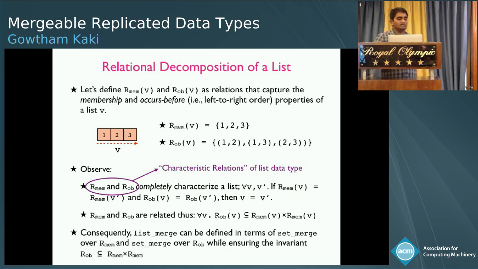Consequently, now that we know how to completely encode a list in terms of the sets RMM and ROB, you can define list merge in terms of the set merge operation over RMM and ROB, while ensuring the subsumption invariant remains valid. So that's the core idea. Let's see how that works out.